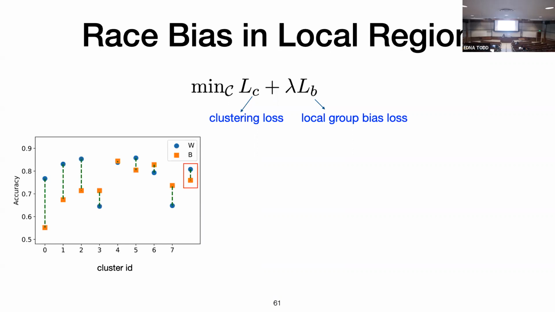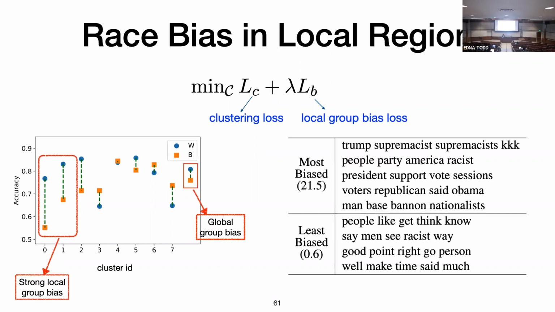For example, in the toxicity classification task I showed on the last slide, we are able to discover some local regions with strong biases when the global bias is not that strong. The global bias is illustrated within this red box, and on the left are some local groups we discovered, and especially the first two have really strong bias. When we look into these local regions, we found that those highly biased regions are about certain political topics.